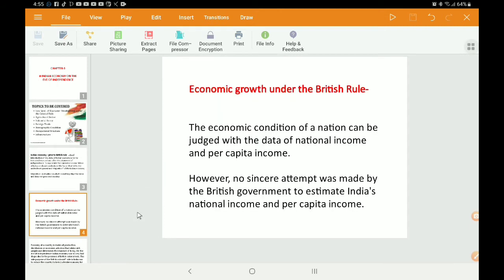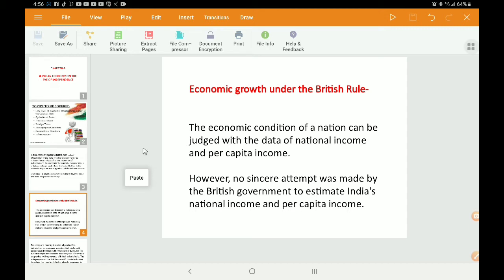Next, economic growth under the British rule. In this topic, we discuss the growth of India under the British colonial period. There was no official estimate of national income and per capita income of India under the colonial rule because of lack of initiative shown by the British government. So the level of economic growth cannot be predicted with accuracy.